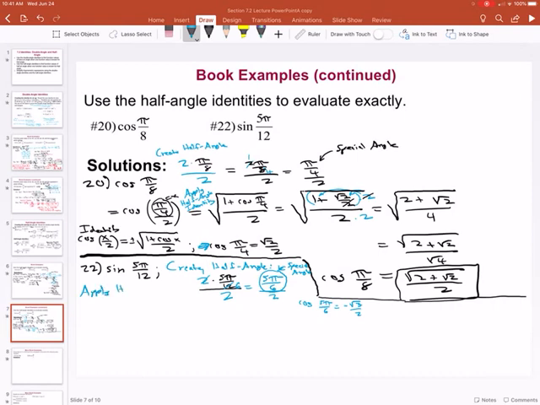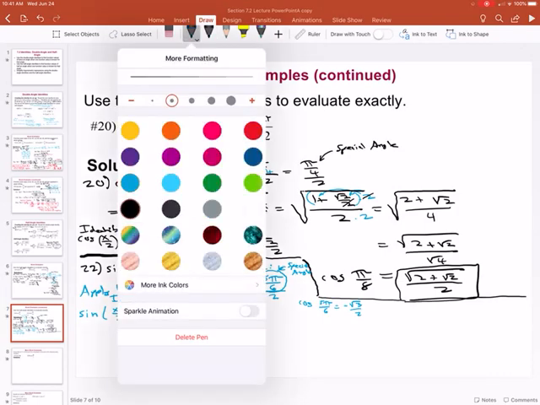All right, so apply our half angle identity and let's go get our value. So again, with sine, if we need to refer back to it, what is the identity? Sine of x over 2 equals plus or minus the square root of 1 minus the cosine of x, all divided by 2.